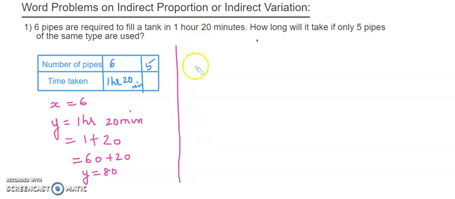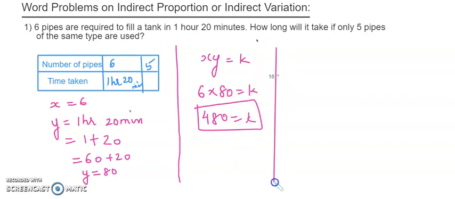So the first step is to find k. We know that xy equals k is the relation, but this is inverse proportion. The number of pipes reduces, the time will increase for filling the tank. So it's opposite. We have reduced the number of pipes, the time taken is increasing. Therefore, it is an indirect relation. So here we'll say 6 multiplied by 80 equals k, which is 480 equals k.